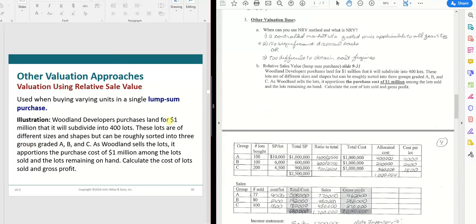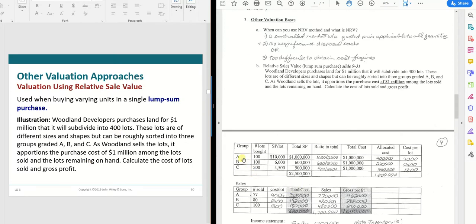Woodland Developers purchases land for $1 million. It will subdivide it into 400 lots. These lots are of different sizes and shapes, but they're sorted into A, B, and C lots. They sell the lots for different costs. And I need to somehow allocate the $1 million between these 400 lots. So I can't simply take $1 million divided by 400, simply because they're different types of lots, right?